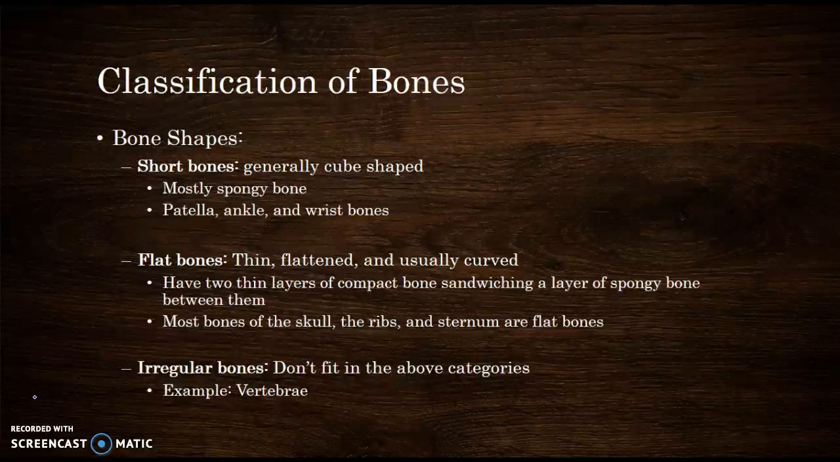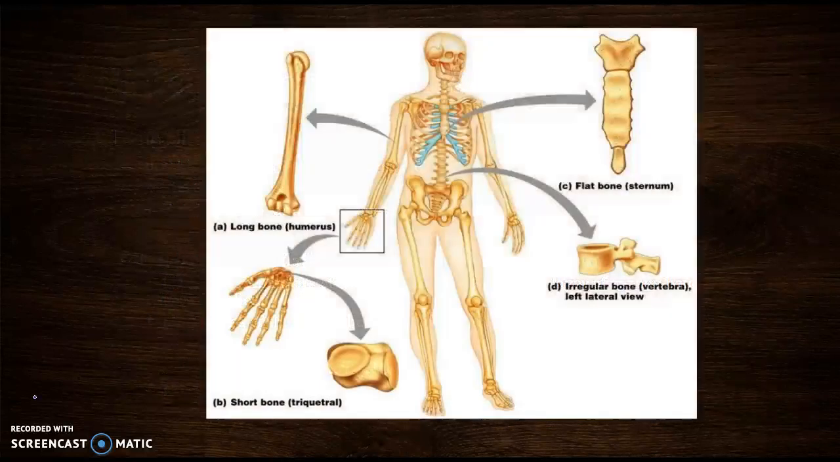Flat bones are going to be your skull, your rib, your sternum, and basically they're just going to be thin layers of compact bone that sandwich a layer of spongy bone. And then irregular bones don't fit into any of the categories above, and a great example of that is going to be the vertebrae of your back.